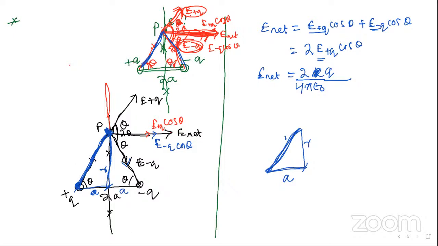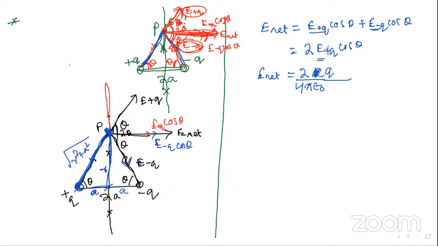R square plus A square, very good. Root over R square plus A square. Right? Yes, sir. So this is the distance. So what is the formula for E plus Q? KQ by R square, right?